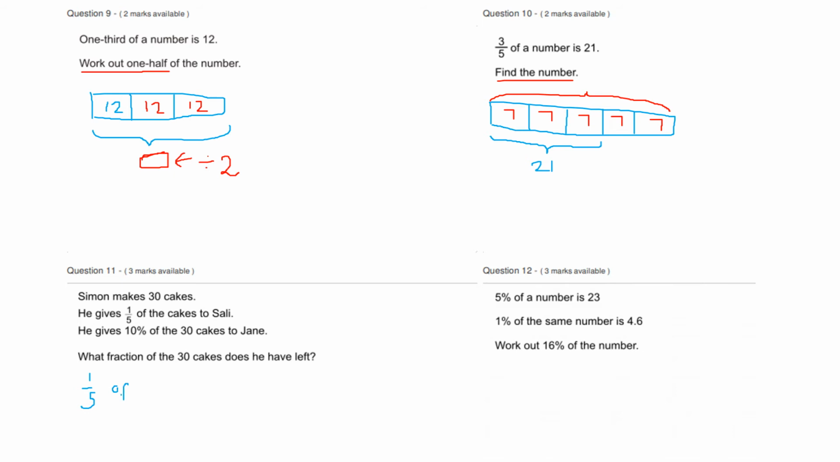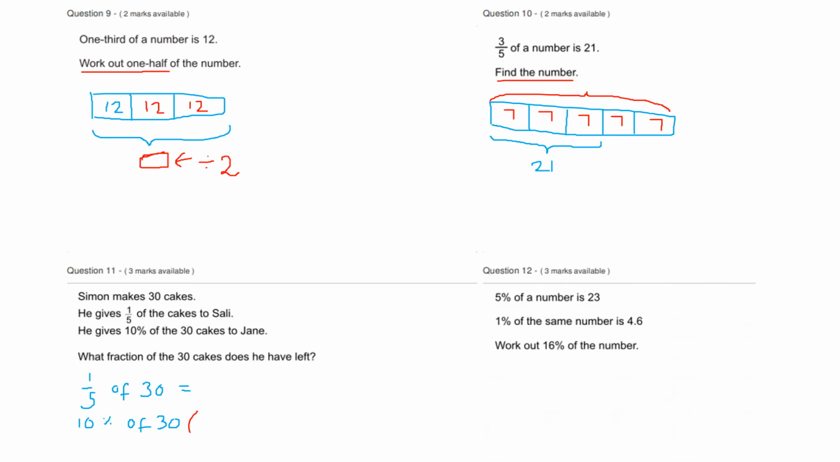For question 11, Simon has made 30 cakes. He's going to give 1/5 of the cakes to Sally and 10% of the 30 cakes to Jane. What fraction does he have left? So you're going to start off, you're going to lay it out really clearly. You're going to start by working out 1/5 of 30.